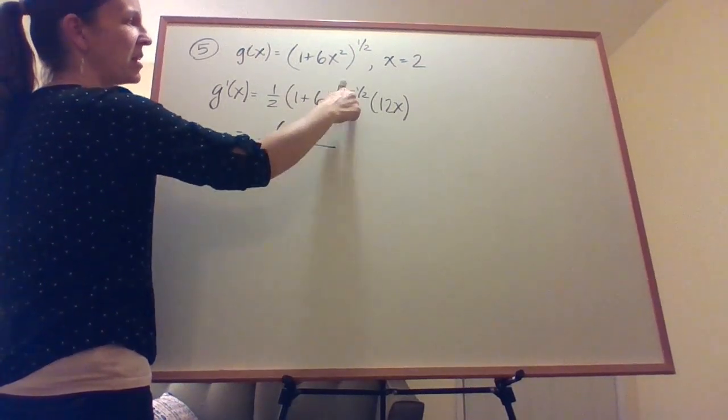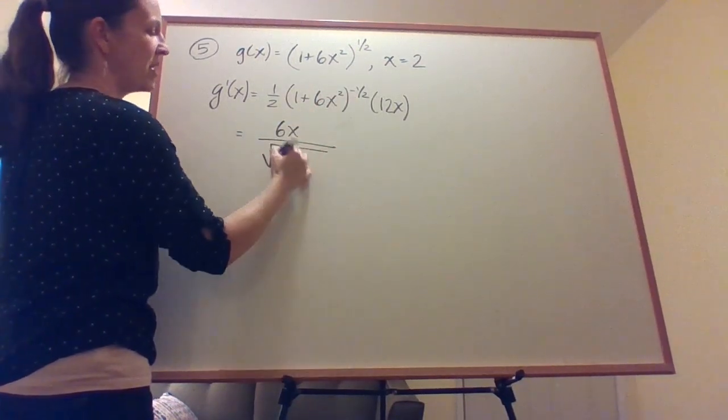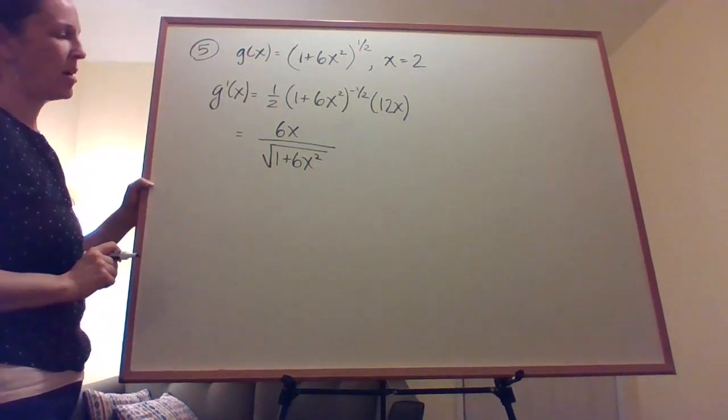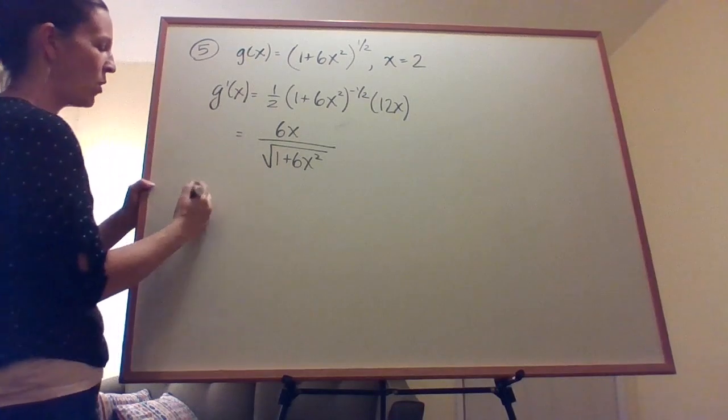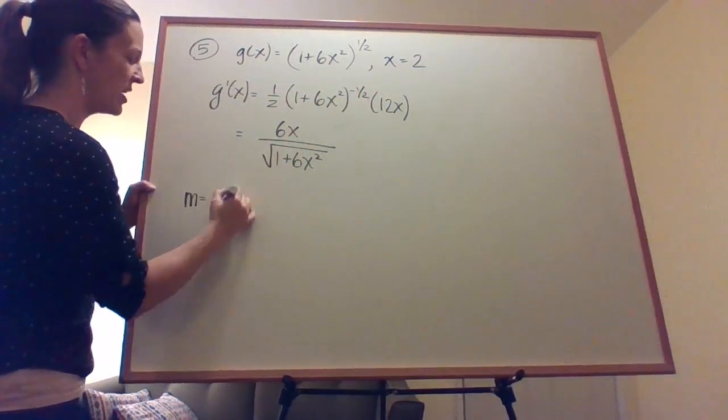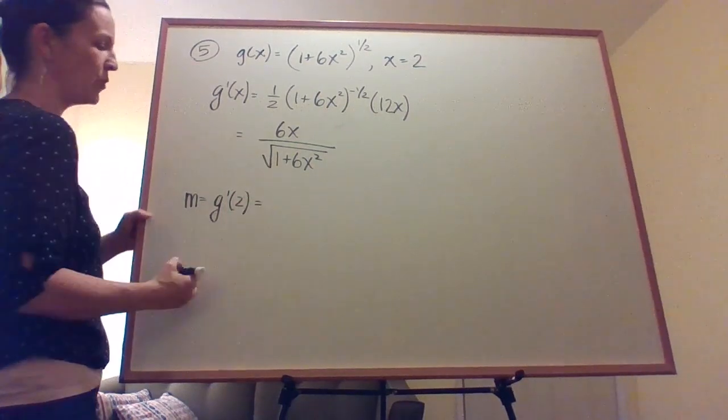And then (1 + 6x²)^(-1/2) is the same as the square root of 1 + 6x² in the denominator. Okay? If I want to find the slope of the tangent line, then when x is 2, that means I need to find g prime evaluated at 2.